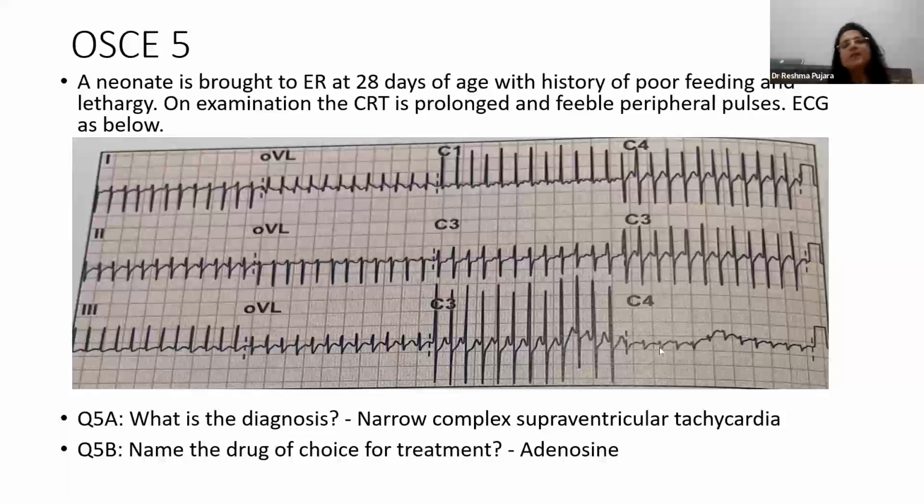Ideally it should be given through a central access, that would be great. If you don't have, then you can give through the peripheral cannula also, but you need to be ready with the adenosine as well as the 5 ml normal saline flush. You can use the three-way valves, and immediately after pushing the adenosine, you need to be really fast in pushing your flush.